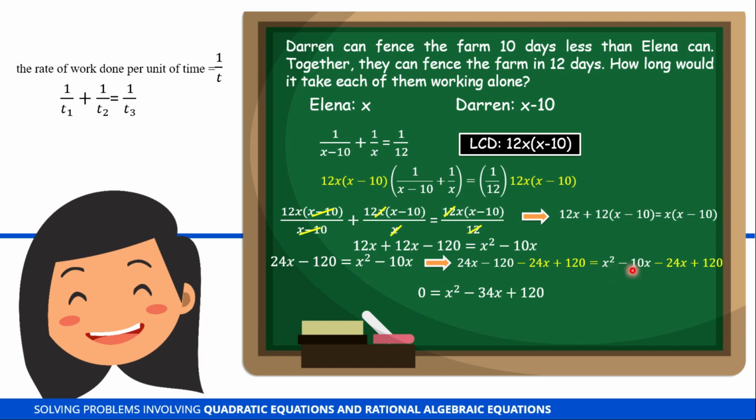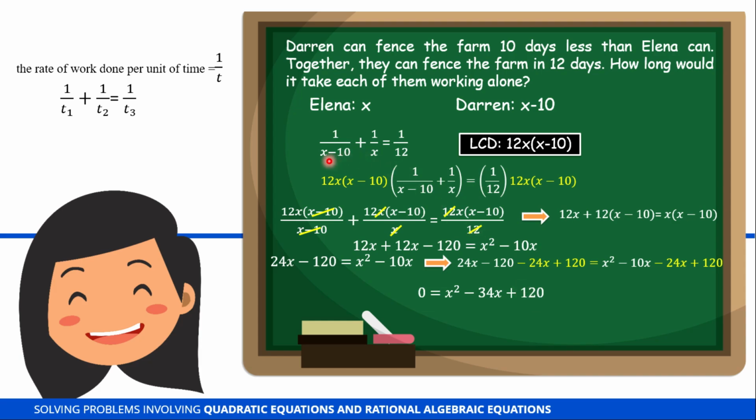Sa kabilang side, ayusin natin ito. Kopyahin natin yung ating quadratic term na x squared. And then minus 34x, saan galing yung negative 34x? We have negative 10x minus 24x. I-combine natin yan. We have negative 34x. And then kopyahin lang natin yung ating constant term na positive 120.